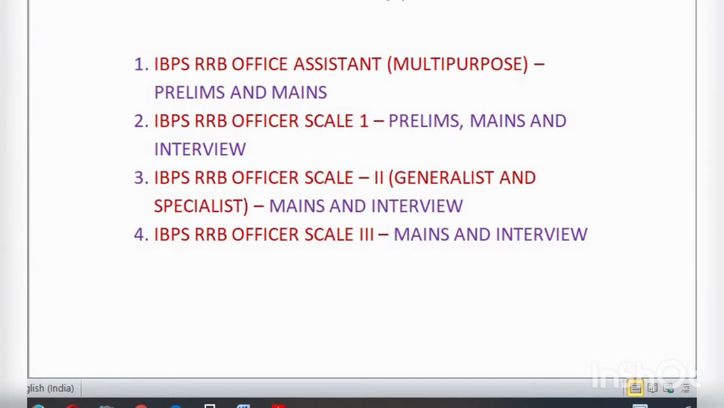Every year IBPS RRB invites applications for 4 posts, namely IBPS RRB Office Assistant (Multipurpose), IBPS RRB Officer Scale 1, IBPS RRB Officer Scale 2 and IBPS RRB Officer Scale 3. The difference among them is that in the case of Office Assistant and Officer Scale 1, there will be prelims and mains. There is no interview in the case of Office Assistant, but in the case of Officer Scale 1 there is an interview. In the case of Officer Scale 2 and 3, there will be only 2 rounds, that is the mains exam and interview. That means there will be only a single written examination and then the interview.